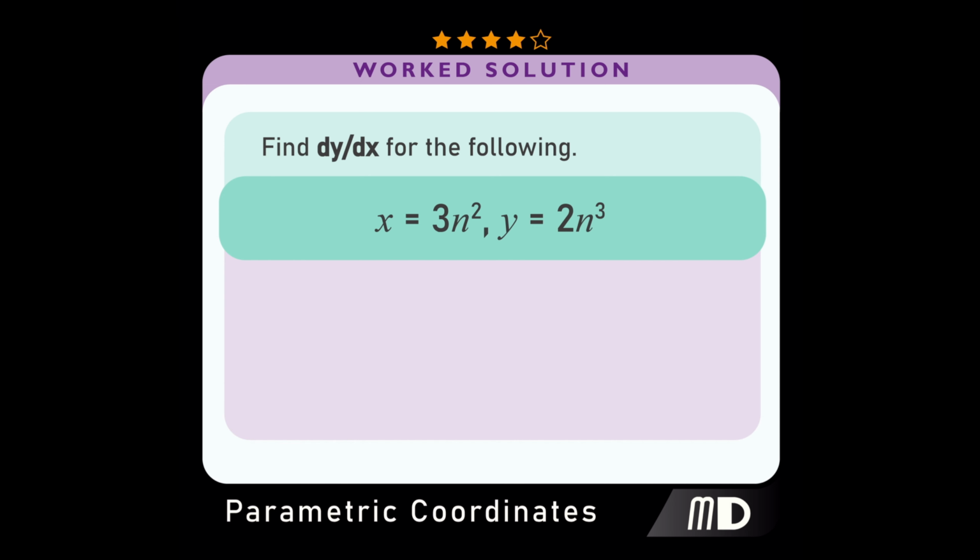Answering this question is a 4-step process. To begin, we need to differentiate the parametric equation for x with respect to n. Then we need to differentiate the parametric equation for y, again with respect to n. Then we need to use the chain rule and simplify.